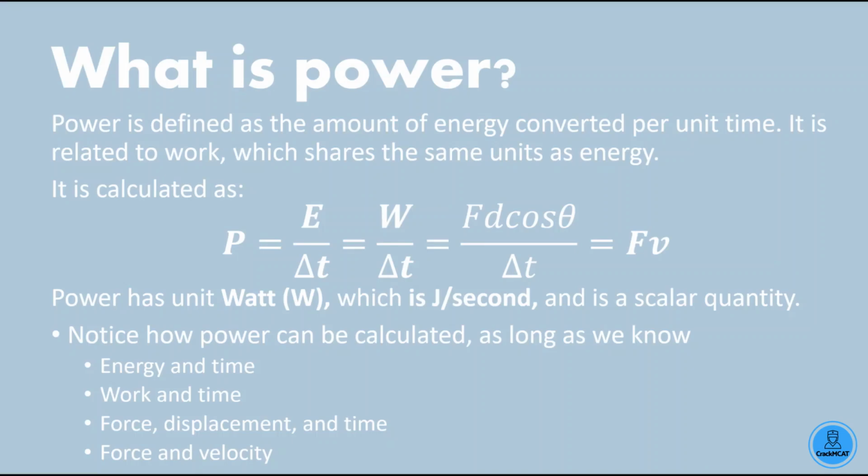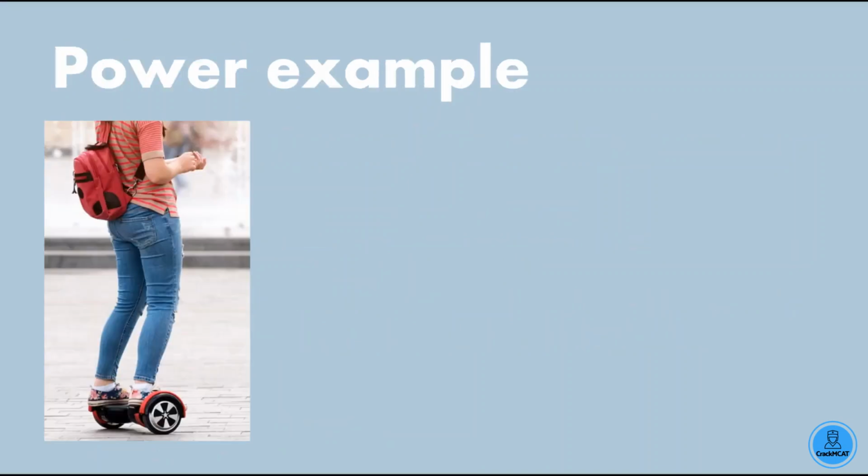And power has the unit watts, which is also joules per second. And power is a scalar quantity, it does not have a direction. Here's our first example of power.